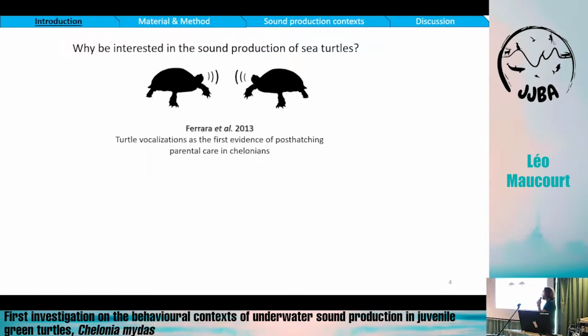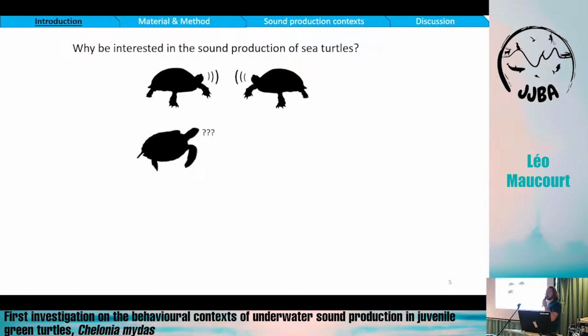However, we have just a little information on the sound production of sea turtles, and this lack of knowledge is due to two factors. The first one is no one has ever thought to listen to them. And the second one is it is very difficult to collect the data in the natural environment because it's in the sea.